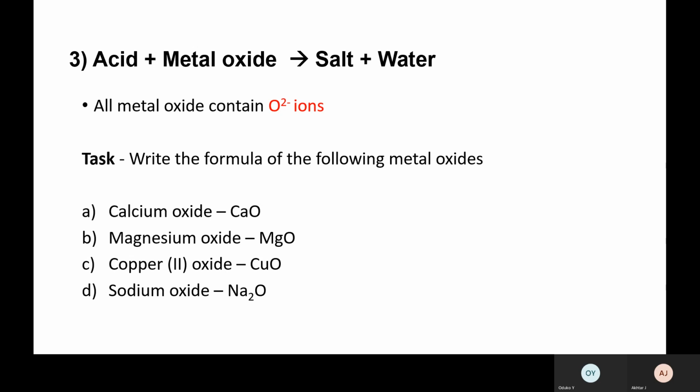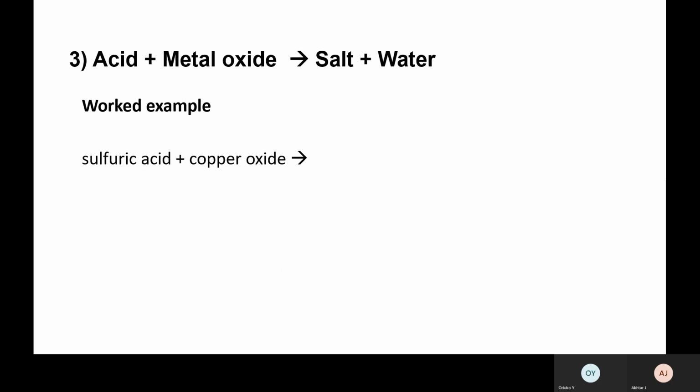Check your answers there. Remember, the charges of each of the ions in the formula should add up to 0. And could you have a go at completing this worked example? So use the general formula above, complete the word equation, then write the balanced symbol equation with the state symbols. Have a go now, so just pause the video.